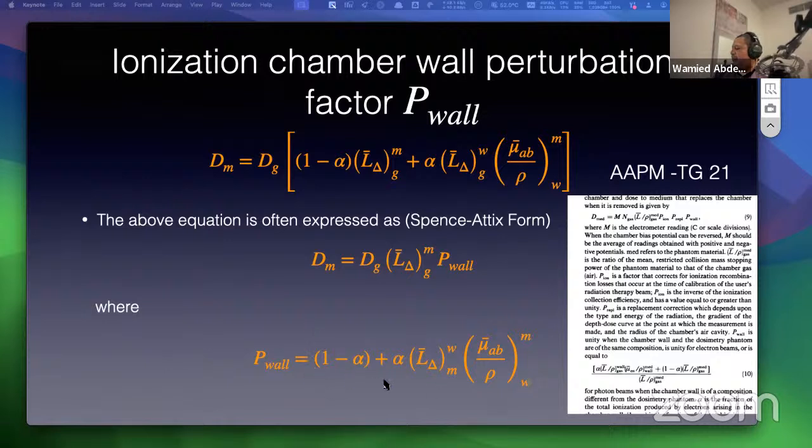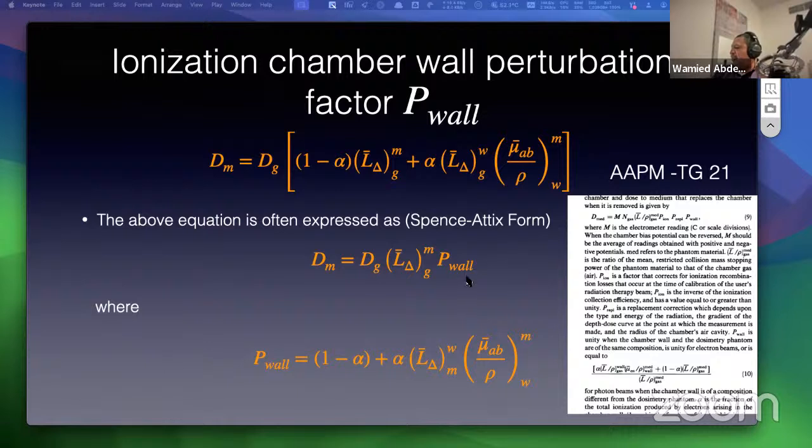So what we're seeing now is that the restricted collision stopping power is a parameter that depends on the beam energy. It does not depend on the chamber, the dimensions of the chamber, or the wall thickness or material. Whereas this perturbation factor, P1, depends both on the energy as well as on the thickness and material of the wall.